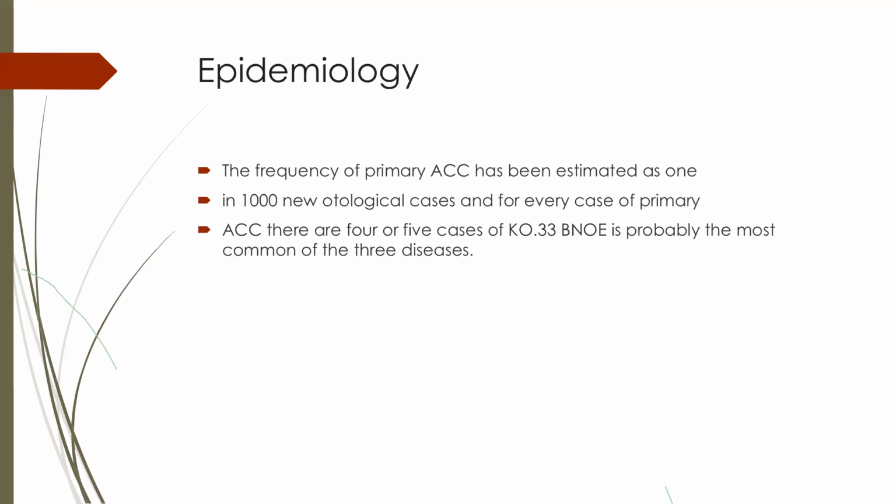In terms of epidemiology, the frequency of primary acquired auditory canal cholesteatoma has been estimated as 1 in 1,000 new histological cases for every case of primary acquired cholesteatoma. For every primary case of canal cholesteatoma, there are 4 to 5 cases of keratosis obturans that should be identified. Benign necrotizing otitis externa is probably the most common of the three conditions.